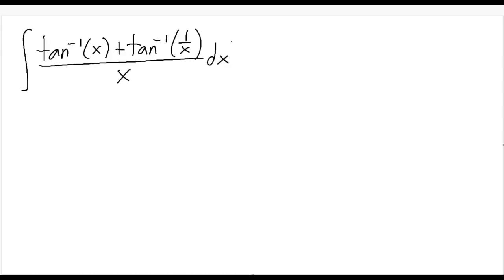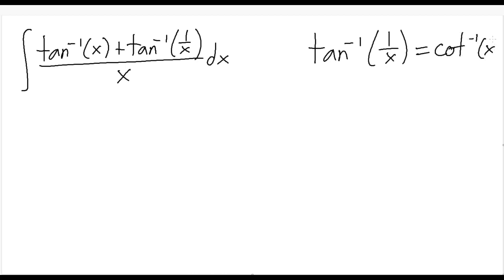Oh god, what do we do here? This looks nasty, right? We have inverse tangent of x plus inverse tangent of 1 over x, and they're all being divided by x. So this one is also very tricky to see. But to tell you the truth, inverse tangent of 1 over x is equal to inverse cotangent of x. So technically, this is just inverse tangent plus inverse cotangent.